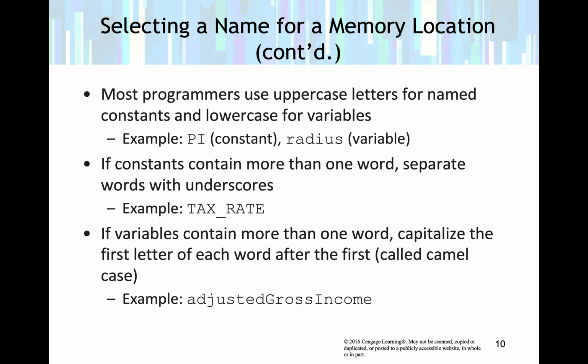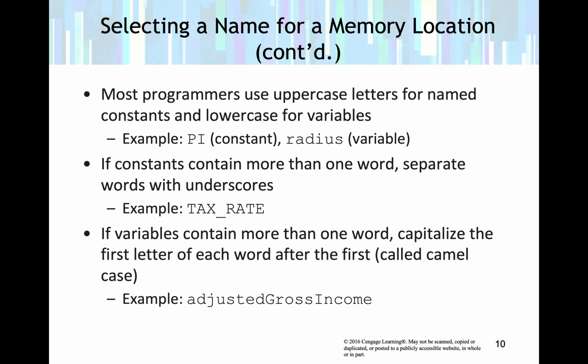Most programmers use uppercase letters for named constants. So if you're going to have a constant like pi or the tax rate, then keep those capital letters. If you want a space, use an underscore for a space. So if I see this in a program, I don't even have to look to see how it's defined. I would know it's a constant because I see that it's capital. So we call that a formatting method to help us read programs better. And if I see something like this, I would know it's a variable without ever even looking to see where it's defined.